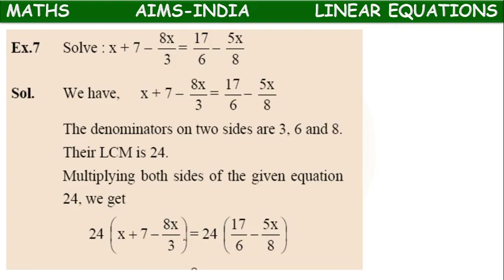Next one. Solve: x plus 7 minus 8x by 3 equals 17 by 6 minus 5x by 8. So we have to simplify first.